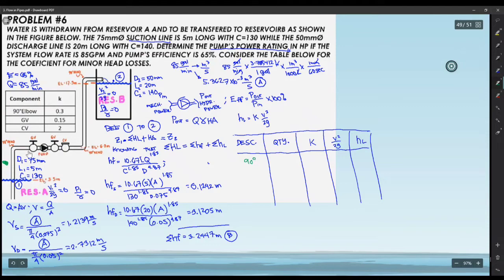And then, ilan lang ba yung sa suction line? So, iisang piraso lang yan. And then, nandito naman yung K mo. So, that is 0.3. And then, yung velocity head, suction. So, 1. Pindutin na natin. So, 1.2139 squared over 2g, or 2 times 9.81, or divided by 19.62. So, yung velocity head natin dito is 0.0751.